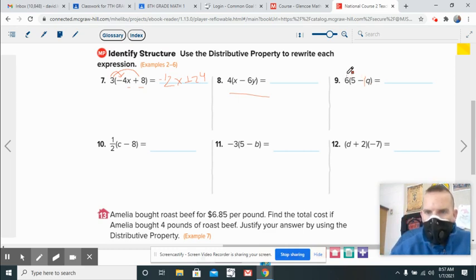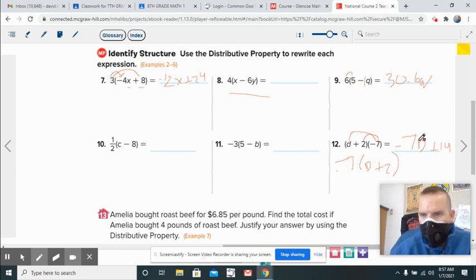Now we can distribute. 6 times 5 is 30. 6 times -1q is -6q. That is our final answer. This type of problem, you can rewrite this if you would like. Or you can just take -7 times d, -7d, -7 times 2, which is 14. If you would like to rewrite the problem, just put the -7 in the front. It does not change your answer.